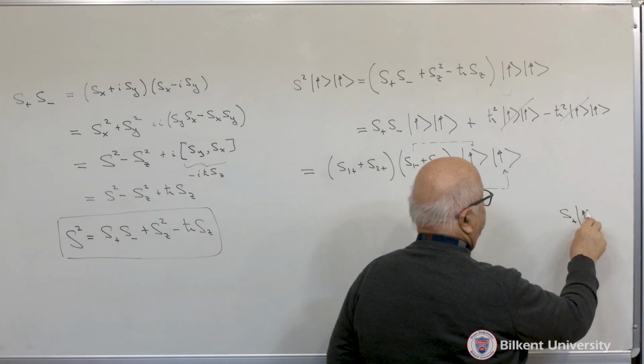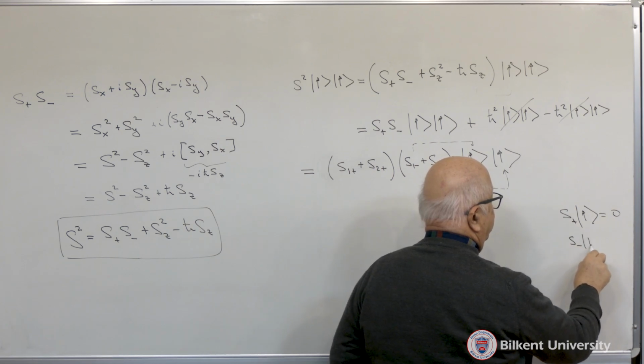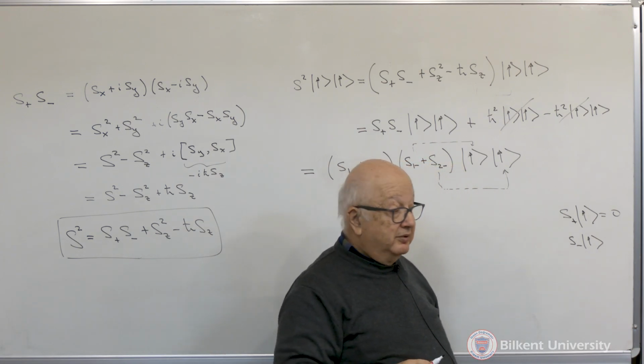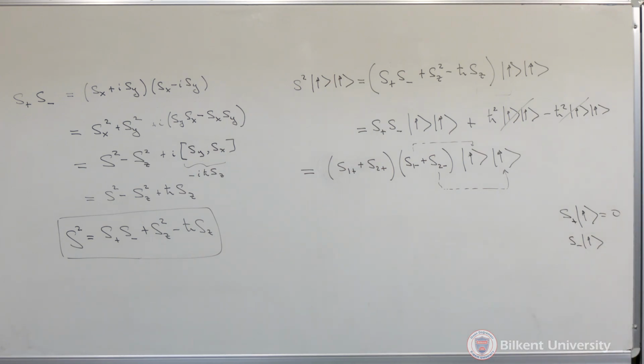Well, S plus operating on this is what? 0. What about S minus operating on that? Down. What's the prefactor? Square root of L plus... so what's that? Square root of 1 over 2 times 3 over 2 minus minus 1 over 2 times 1 over 2, which is 3 over 4 plus 1 over 4, 1. Very good. So that's one thing that I can remember very well.